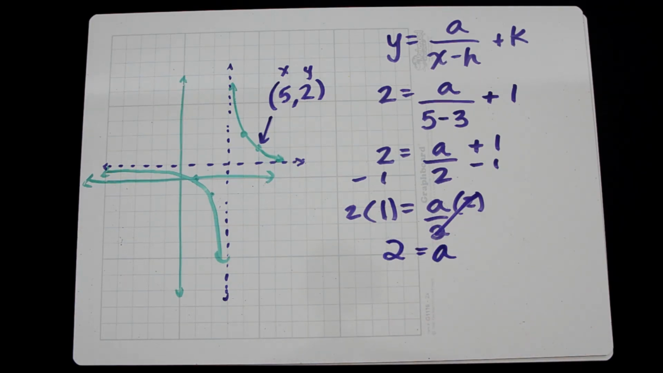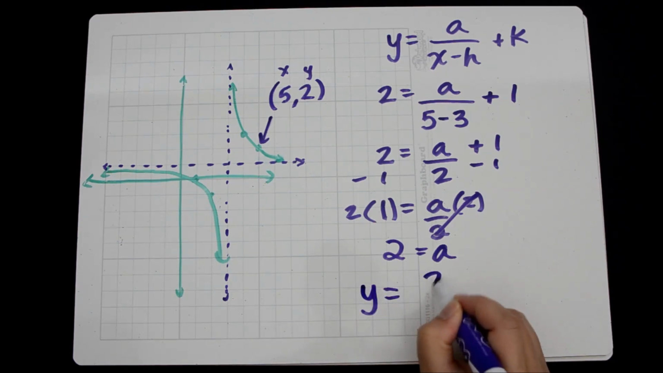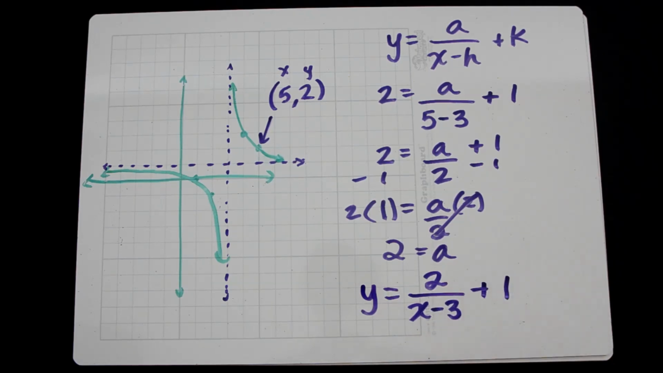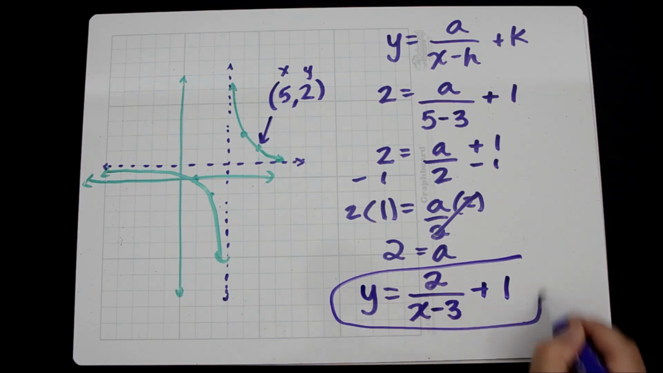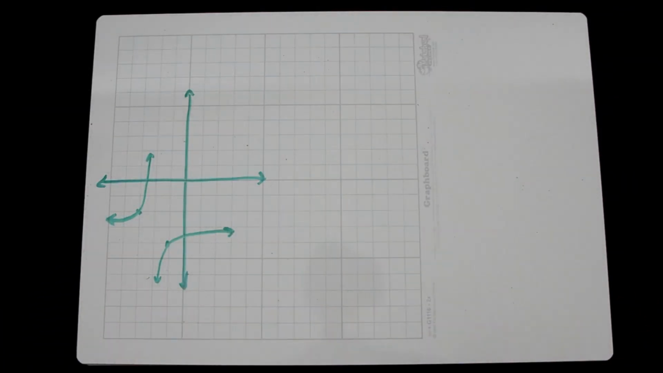So when we rewrite our transformation function, it's going to be y equals 2 over x minus 3 plus 1. And that is our rational function of this graph. Let's do one more example.